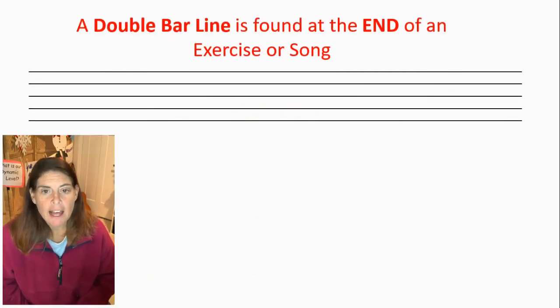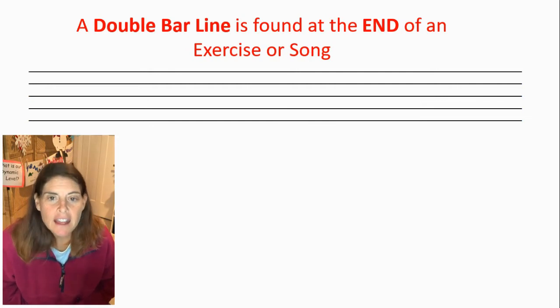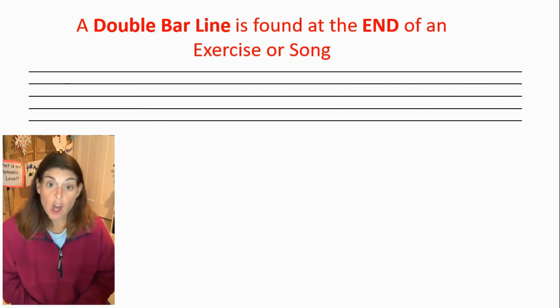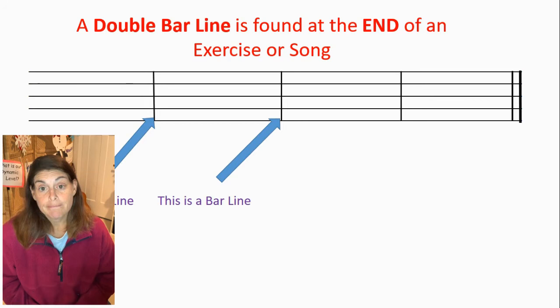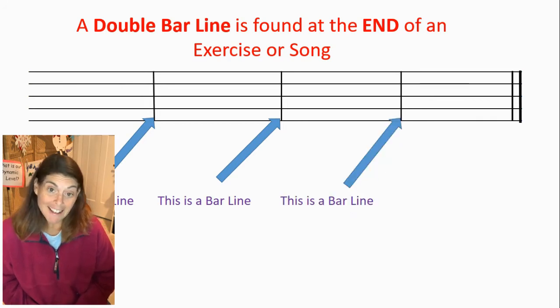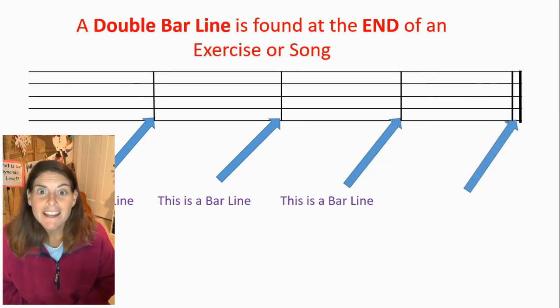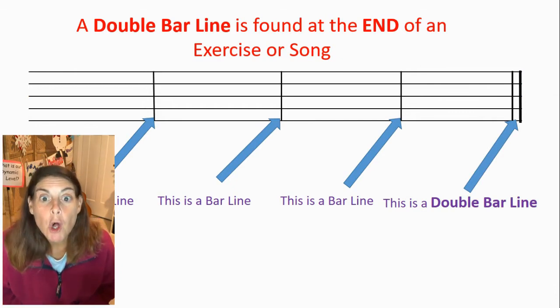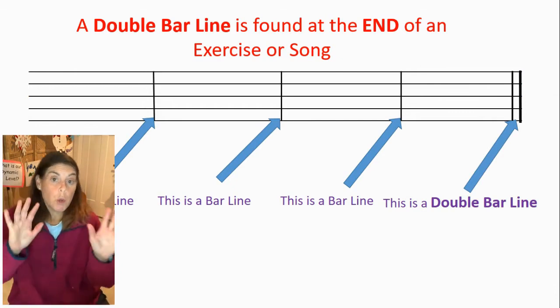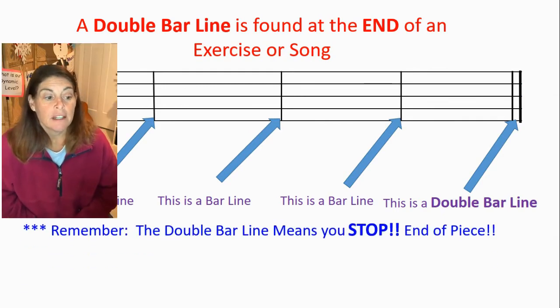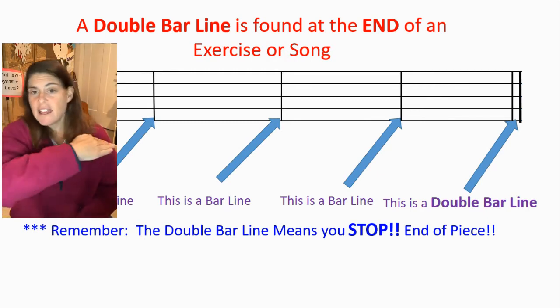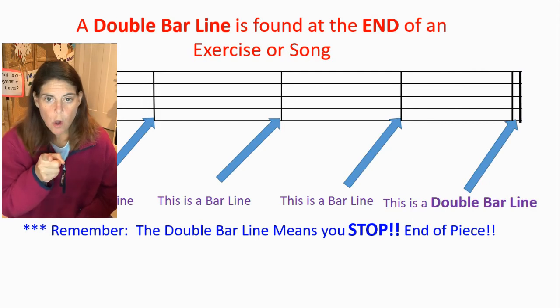A double bar line is found at the end of an exercise or song. Bar line, bar line, bar line. And at the end is a double bar line. Double bar line, very important. Remember, the double bar line means you stop, end of piece. Do not move on.